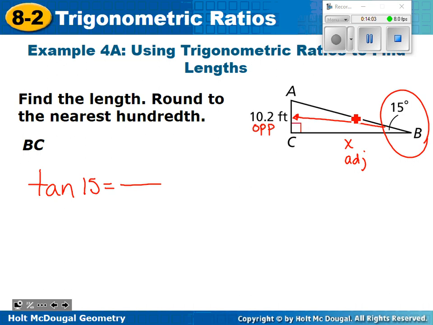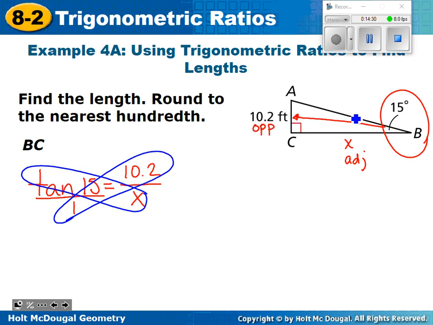So what's the opposite? 10.2, and the adjacent is x. And now we're going to solve. I'm going to show you the way that we've been doing from chapter 7, and then I'm going to remind you of the shortcut that they showed you in the video. So chapter 7 would say, put this over 1 and make it a fraction, and then do what? Cross multiply. So we would cross multiply, and we would get x times the tangent of 15.